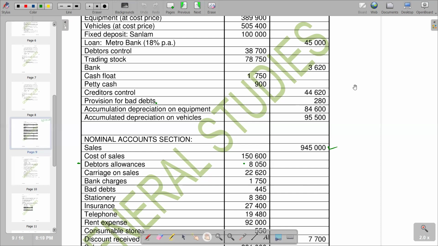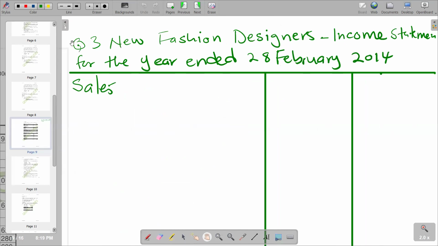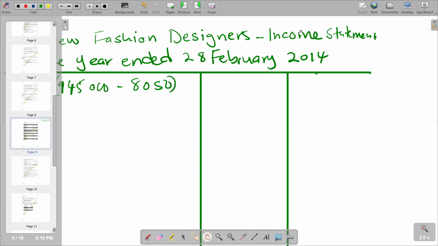So we indicate that calculation: in brackets, we have our 945,000, and then we subtract our 8,050. Calculating like that, the figure that I get as our answer is 936,950.